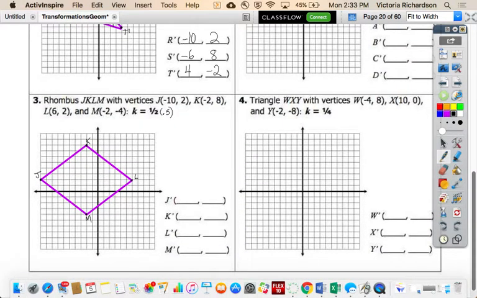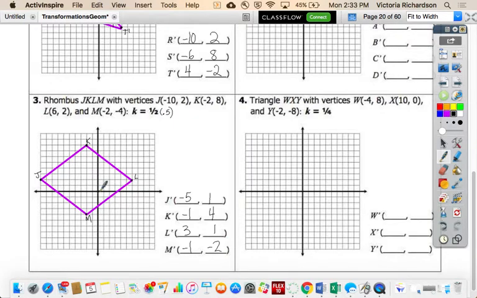So negative 10 times 0.5 makes that negative 5. 2 times 0.5 is 1. Negative 2 times 0.5 is negative 1. 8 times 0.5 is 4. 6 times 0.5 is 3. 2 times 0.5 is 1. Negative 2 times 0.5 is negative 1. And negative 4 times 0.5 is negative 2. So there's my new ordered pairs. I'm going to graph those now.